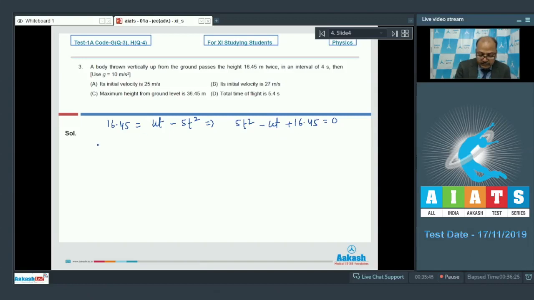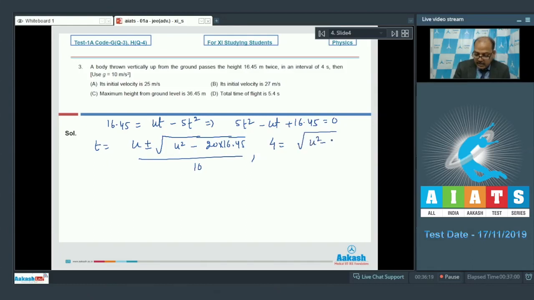and the roots are given by u plus minus under root of u square minus 4ac, that means 20 into 16.45, divided by 10. So this means T2 minus T1, that is 4 seconds, is equal to under root of u square minus 20 into 16.45, divided by 5.